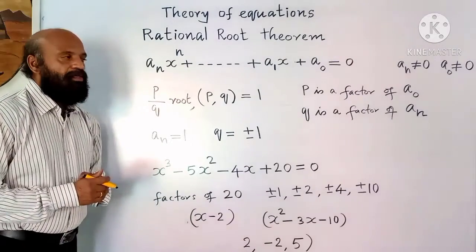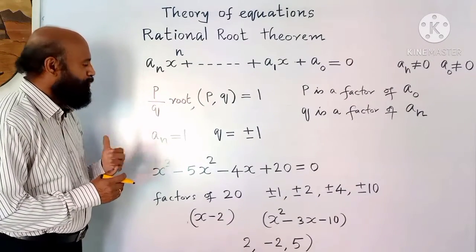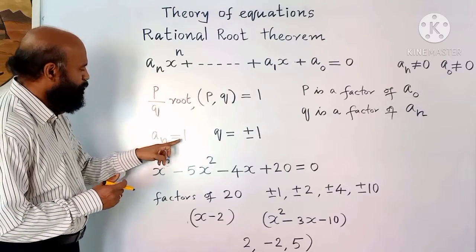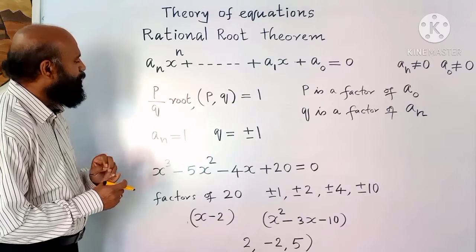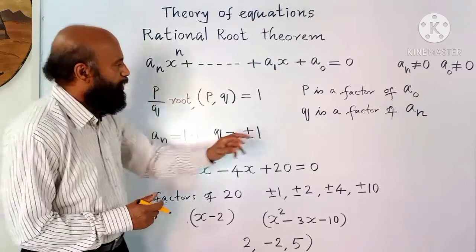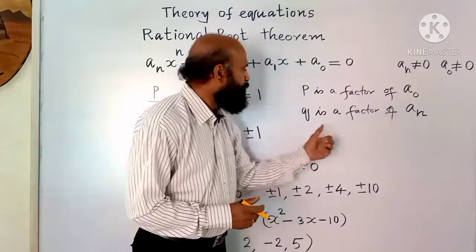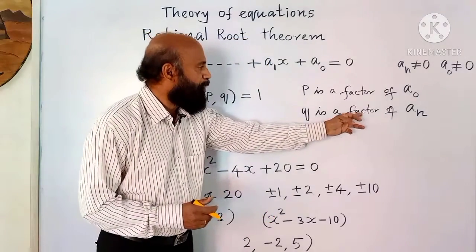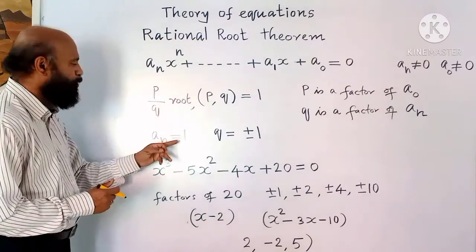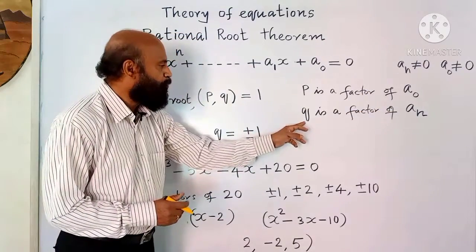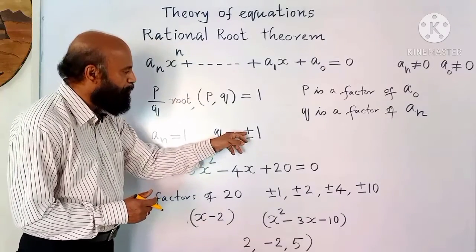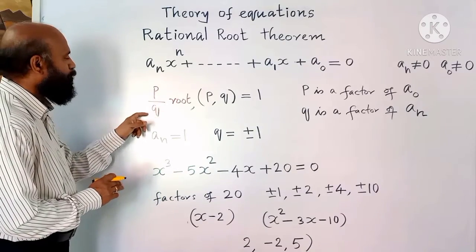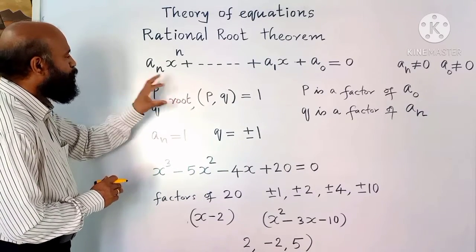Now let us see what will happen if it's a monic polynomial. Monic polynomial means an should be 1. Then if an is 1, compulsorily q should be plus 1 or minus 1, because it should be a factor of an, which is 1. That means for q there are two possibilities, either plus 1 or minus 1. Then q is plus 1 or minus 1, that means the root should be an integer.